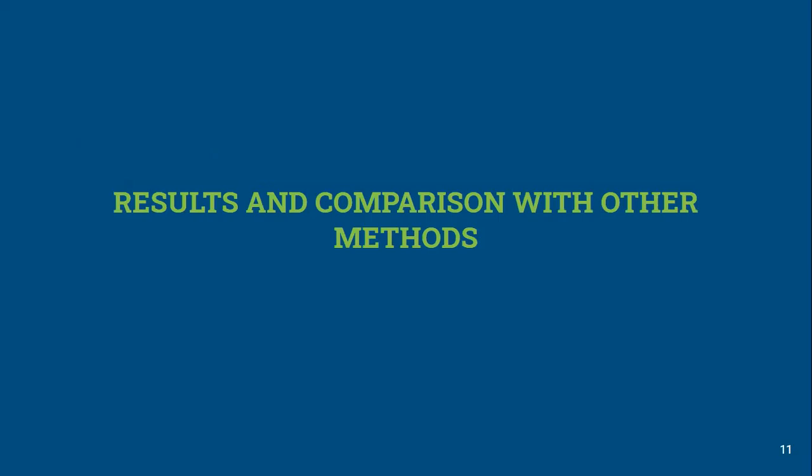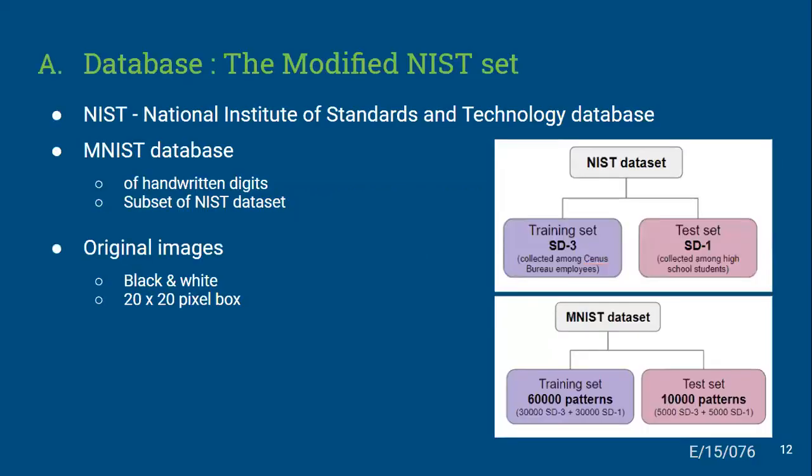As the time is limited, I am not discussing all the points in the slides. I am only mentioning the important points. Let's talk about the database first. To train and test the system, they used the modified NIST dataset, which contains binary images of handwritten digits. The modified NIST dataset contains 60,000 patterns for the training set and 10,000 patterns for the test set.